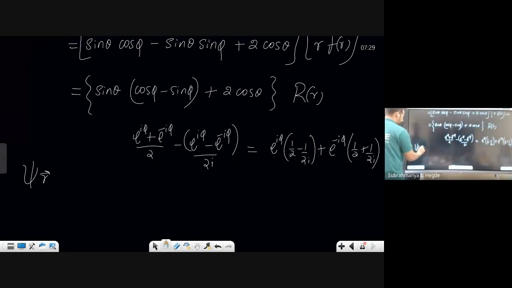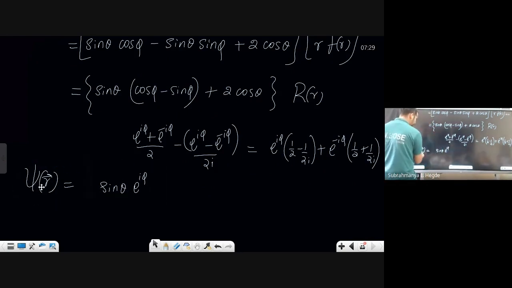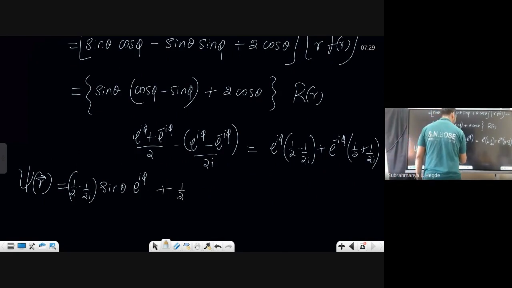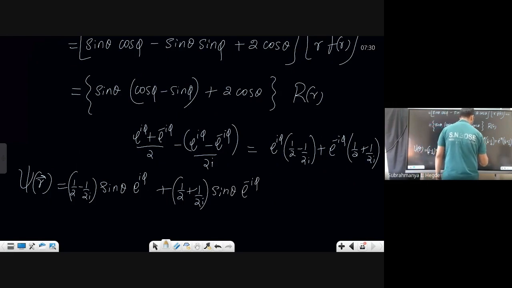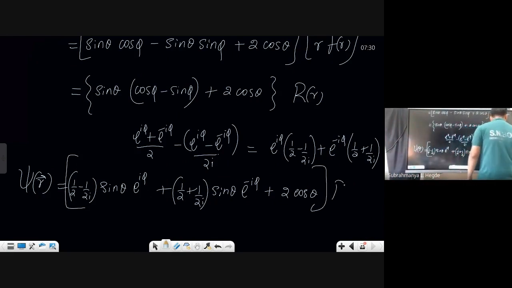So now what I can write is psi of r equals sine theta e power i phi, with coefficient 1 by 2 minus 1 by 2i, plus 1 by 2 plus 1 by 2i times sine theta e power minus i phi, plus 2 cos theta R of r.